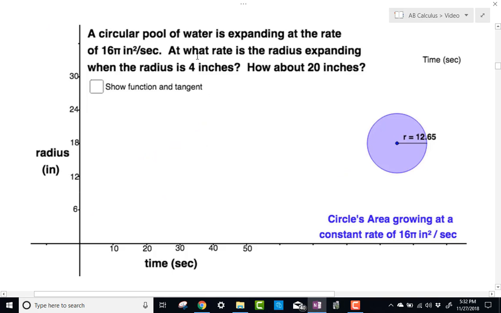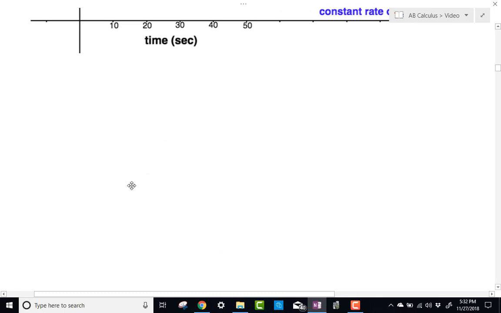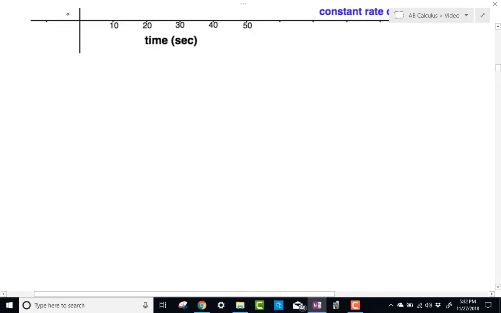So we're supposed to find out at what rate the radius is expanding when the radius is 4 inches. So here we go. Let's grab our pen again. Number one, what's given? Just like last time, they gave us a rate. This time the rate was the area. They told us that dA dt was equal to 16 pi inches squared per second.